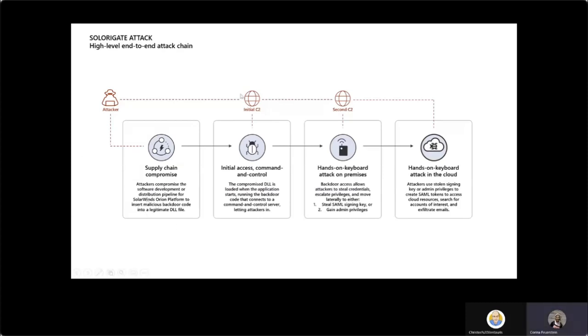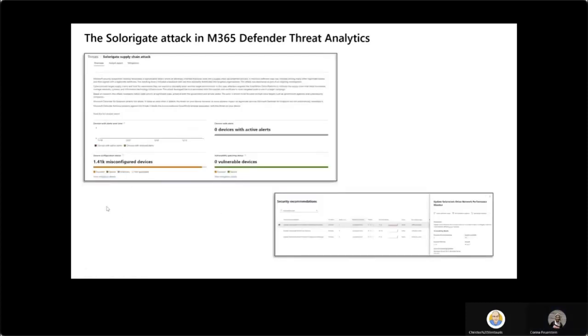So now that we understand the general end-to-end model of this attack, let's drill in and see how we can use Microsoft 365 Defender to address this kind of attack. As soon as the attack was discovered, Microsoft researchers published 2 threat analytics reports to help organizations determine if they are affected, assess the impact of the attack, and identify actions to contain it. These reports are published in the Microsoft 365 Security Center.